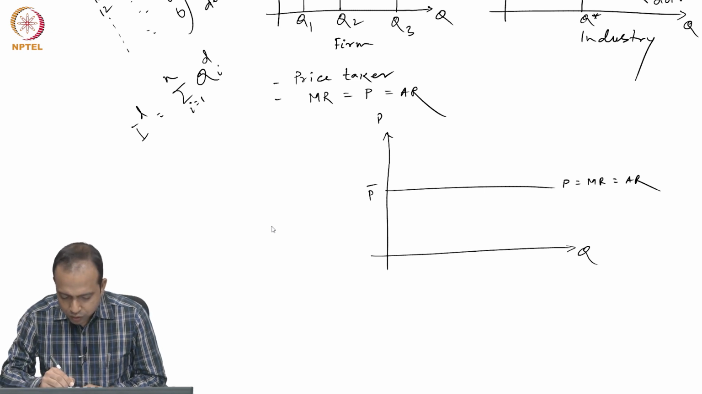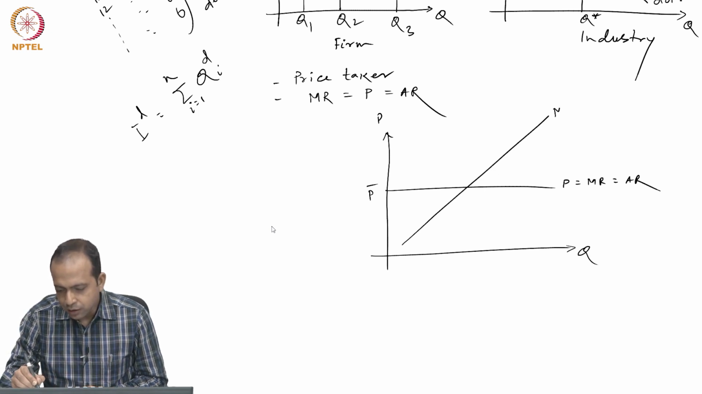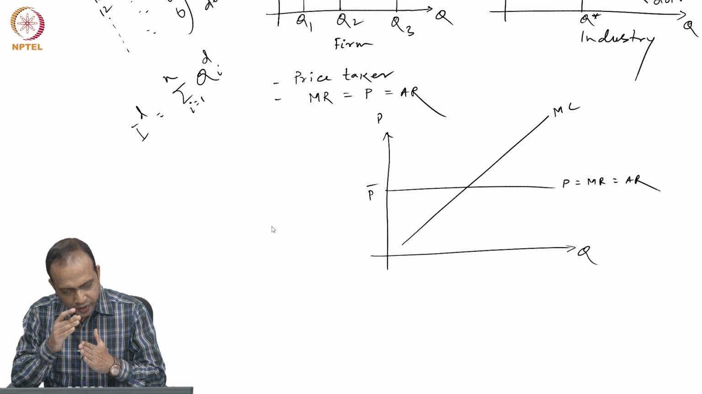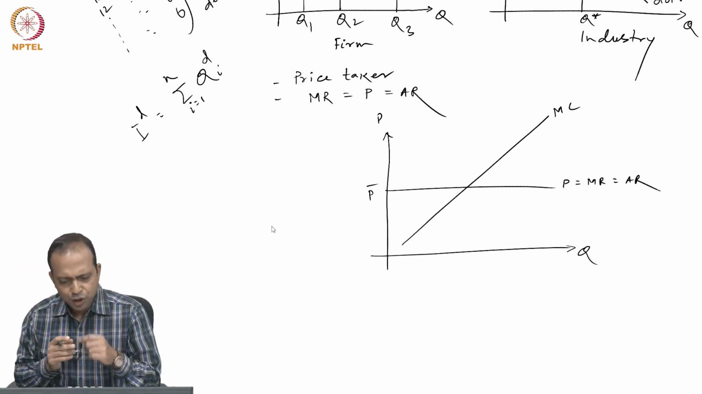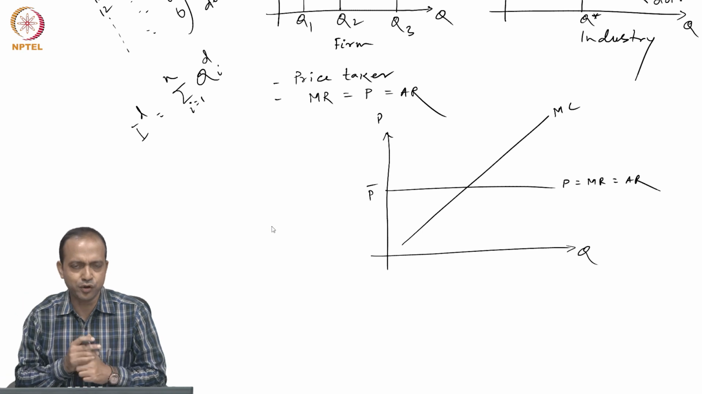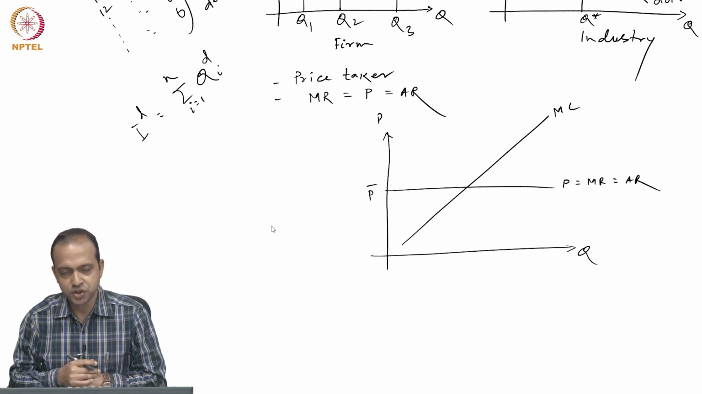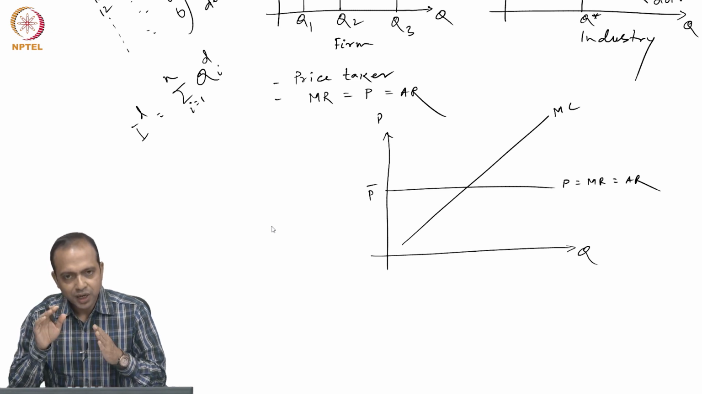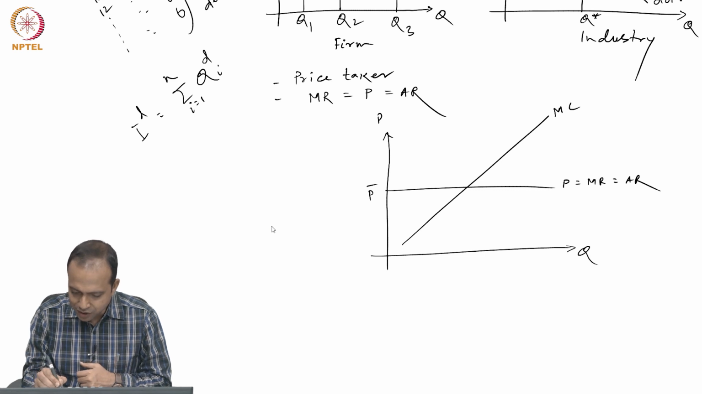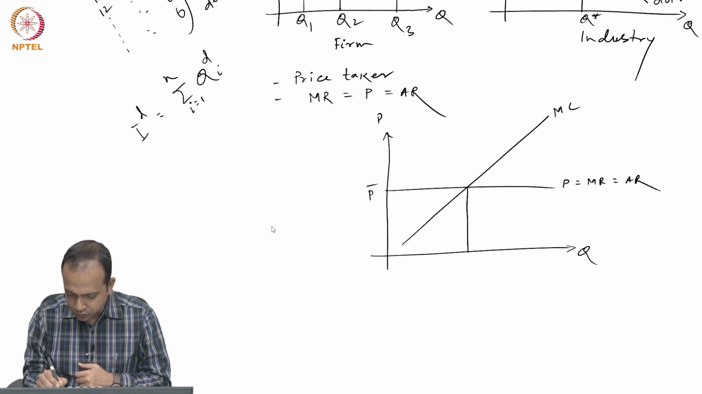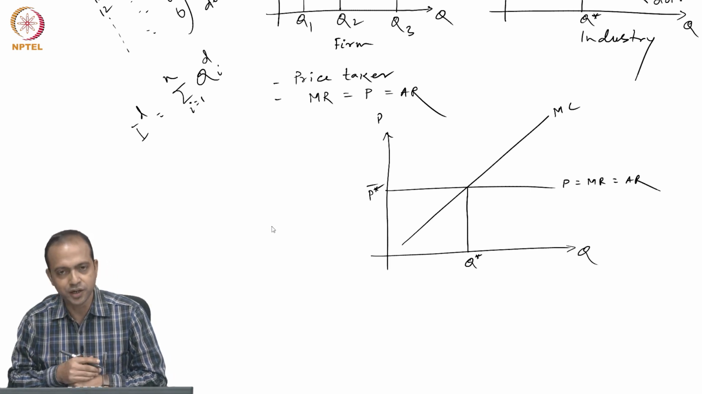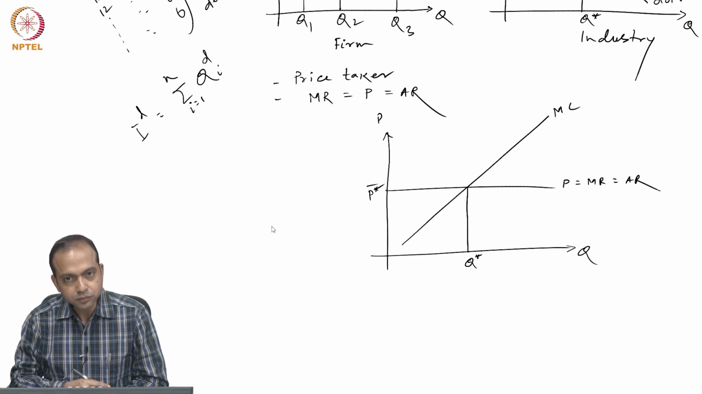Let us assume this is the MC curve. As we know, the MC curve is generally an upward sloping U shape, but here we are assuming a straight line for simplicity. Let us say that this is MC. So, obviously, as I said, equilibrium requires MR equals MC, which is achieved here. So, this is Q star and this is the P star for that individual firm.